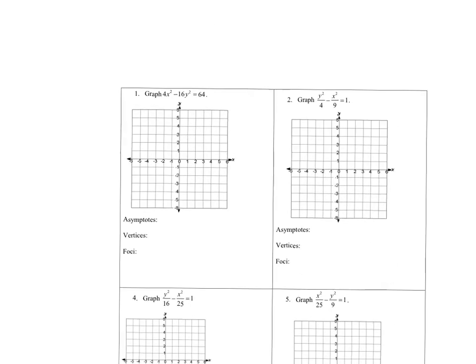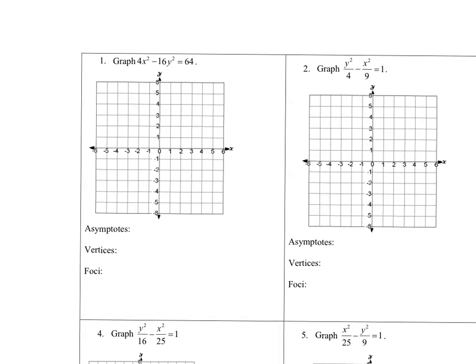So in order to graph these, what I want to do is write it in standard form. So I want this to be a 1. So I'm going to divide everything through, the left and the right-hand side, by 64. So I'm going to get x squared over 16 minus y squared over 4 equals 1. Because it's x squared minus y squared, it's going horizontal. So I can already tell that the vertices are going to be at 4 and negative 4.